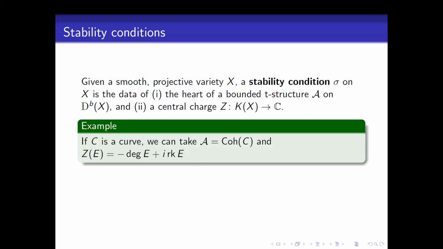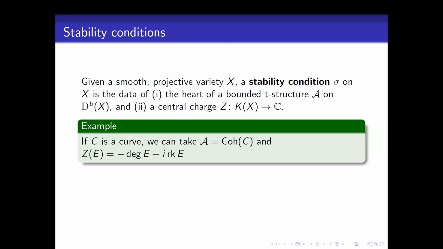And just to give you a brief recap, this is some data consisting of a heart of a bounded t-structure in the derived category of a variety, plus something that we call a central charge. The really classical example that you should have in mind is for curves, in which case one can take as the heart the coherent sheaves on the curve, and the central charge involves the degree and the rank. So you should think of some sort of analog of slope stability for curves.